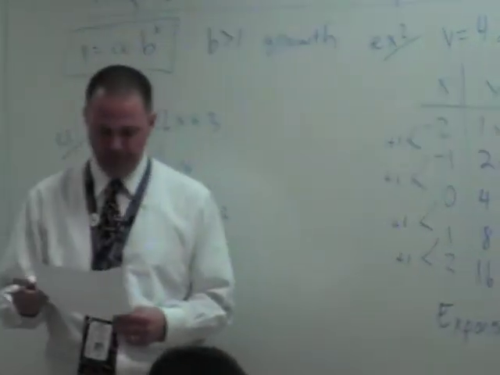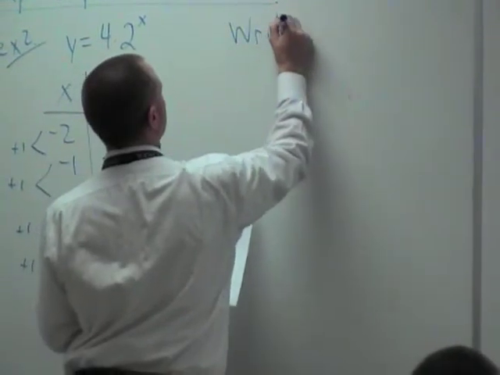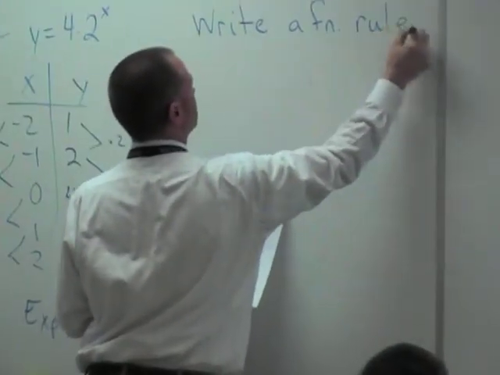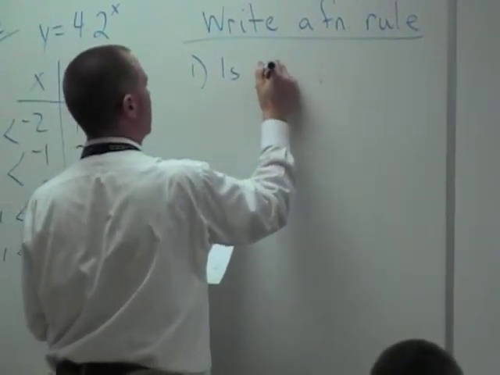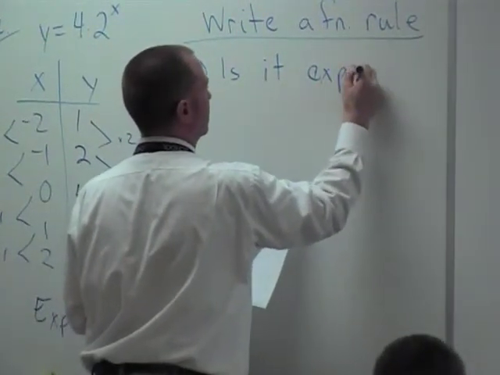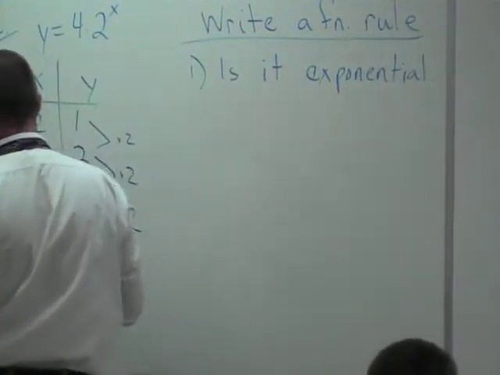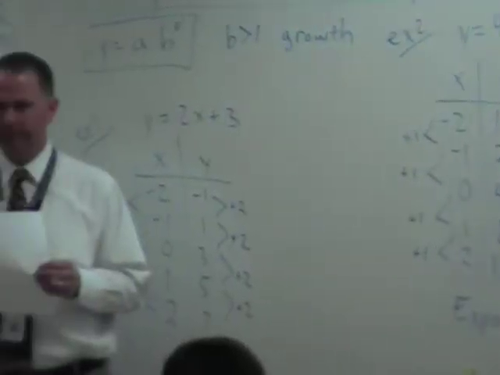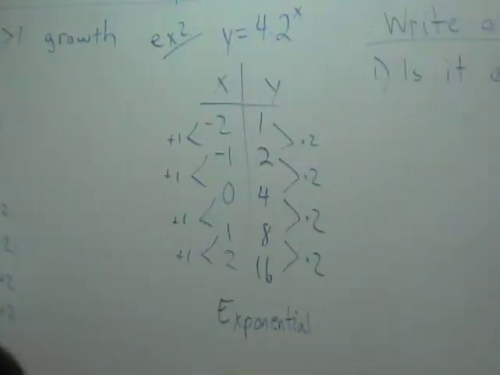All right. So let's just write a couple things here. Write a function rule. 1, you have to check to see if it is exponential. Just got to check to make sure. Obviously, if the x is in the exponential position.